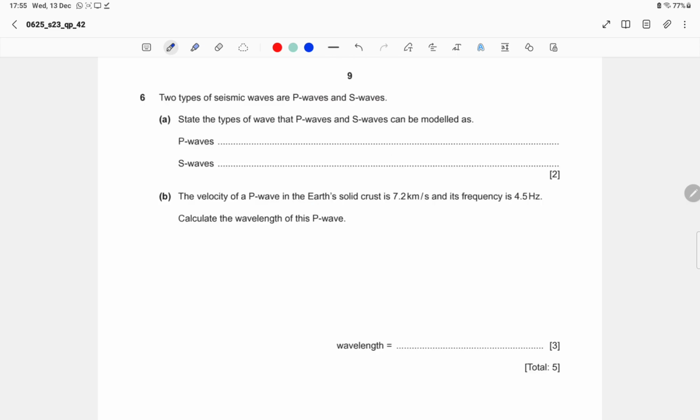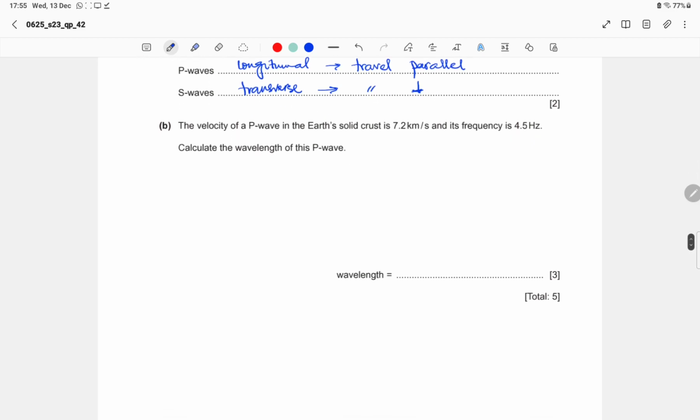Two types of seismic waves are P waves and S waves, and state the two types of the waves. P waves are longitudinal and they require a medium to travel, so they travel parallel. Whereas the S waves are transverse waves and they travel perpendicularly.